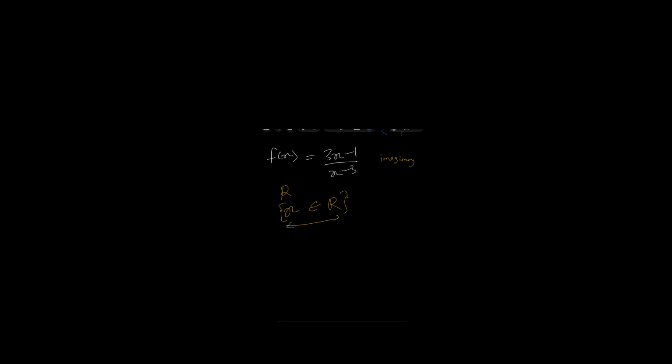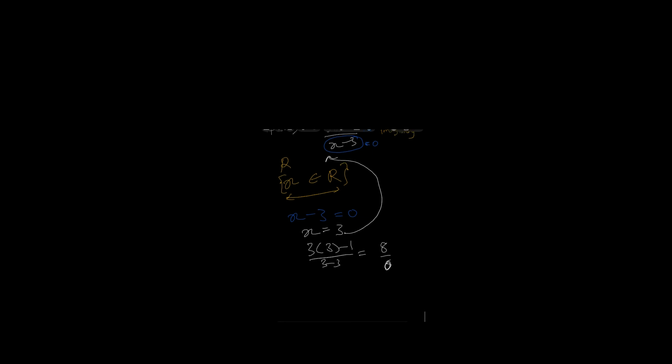When will the function have a denominator of 0? It will have a denominator of 0 if the denominator itself is equated to 0. We can have an x value that produces 0. So you solve the equation x minus 3 equals 0 and you find the x value. This will give us x equals 3, meaning that if I were to put 3 inside the function like this, I'm going to get 8 over 0, which is an imaginary number. So 3 cannot be a member of the domain. So my domain is now written as this.